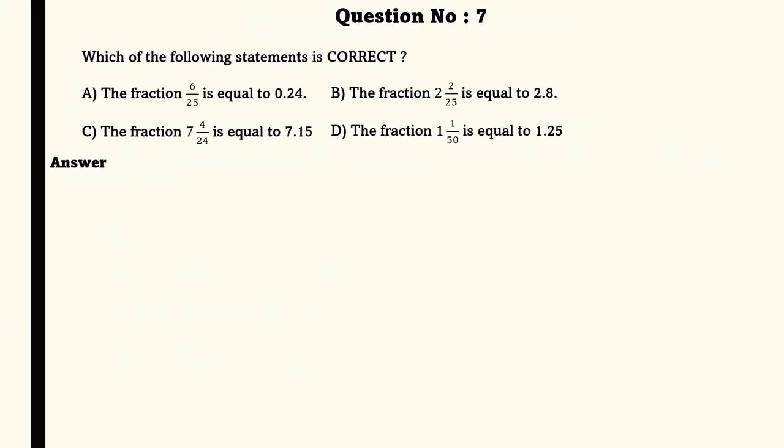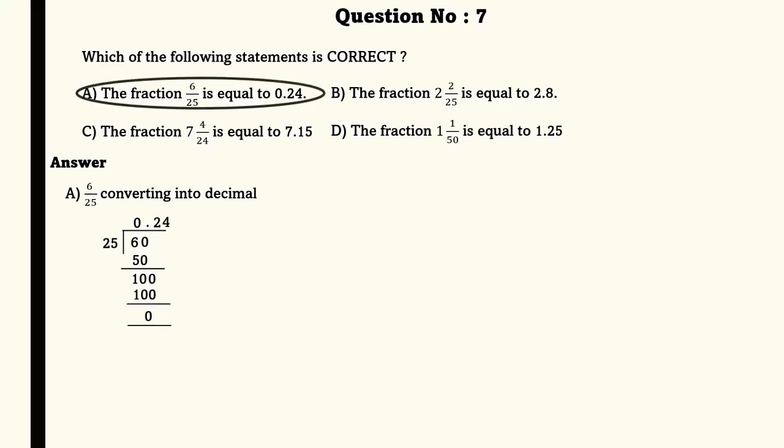Question 7. Which of the following statement is correct? First, let's look at the A option. 6 by 25 converted into decimal. 6 divided by 25, which is not possible. So we'll write 0 and add a point and add 0 to 6. So 25 into 2 is equal to 50, leaving remainder of 10. And then adding another 0, 25 4s are 100. The A option is correct.